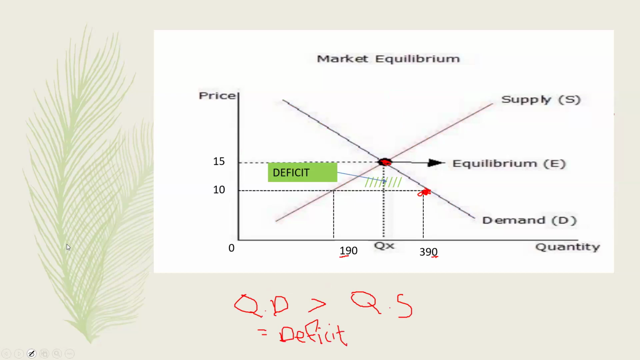A deficit comes about because there are too many people demanding these goods because the prices are too low. Everybody wants the good, and that is going to lead to a deficit in the market. So at any price below $15, demand exceeds supply. So we have a deficit, we have a shortage.